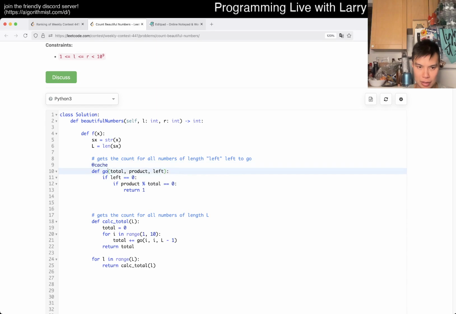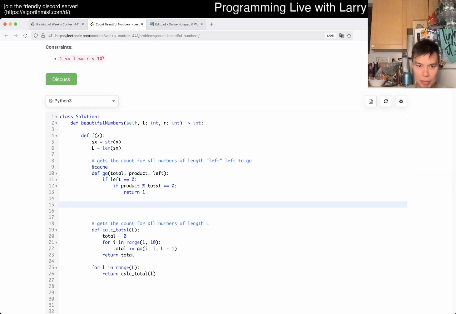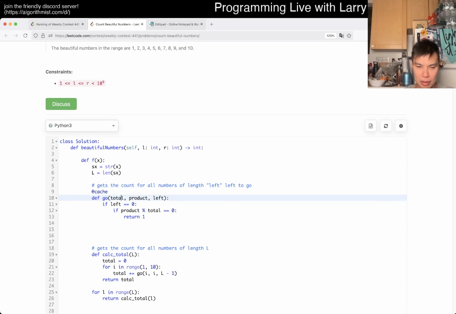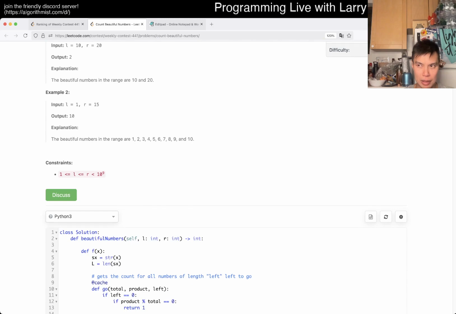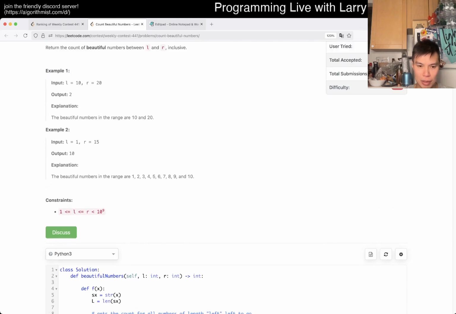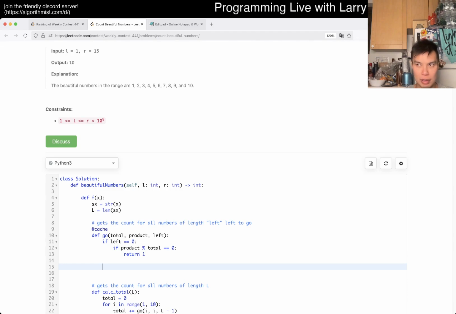Total and product should be very not that big, so that's, I don't know. I don't know how to analyze this actually. Well, total can only be 10 digits, so it's going to be only up to 100. Product, I guess, if it's 99999 or something, right? I guess it could be 9 to the 9. That's actually pretty big, right?